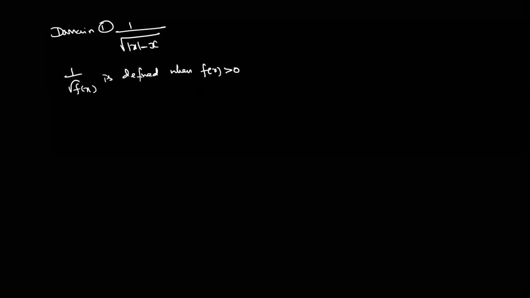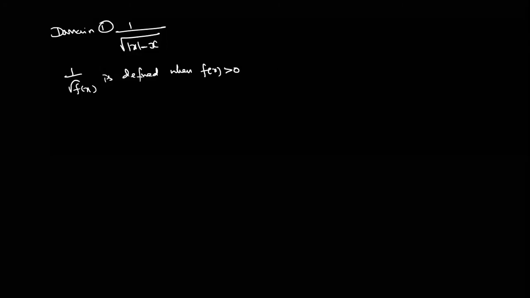1 by root over mod x minus x. Anyone? If you need, I'll give the options also. Simple here: 1 by root f of x is defined when? F of x should be greater than 0. Only observation here. F of x is greater than 0.